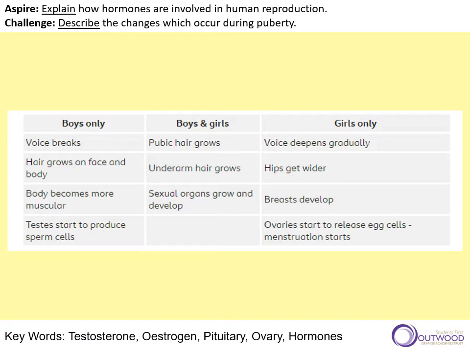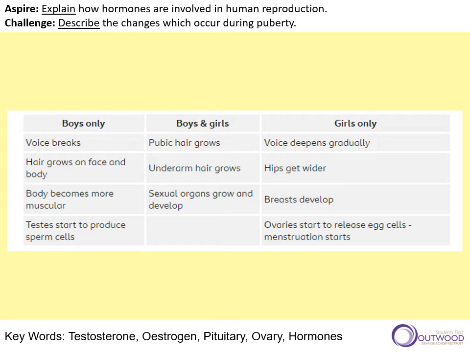And with both boys and girls, pubic hair grows. For those of you unaware what the term pubic hair means, it just means hair that grows in your pubic regions. So that would just be around the vagina or around the penis. Underarm hair grows, so that's under your armpits, and sexual organs grow and develop. So that's what happens with boys and girls. So if you've got those down, that's absolutely fine. If you've not, jot them down.